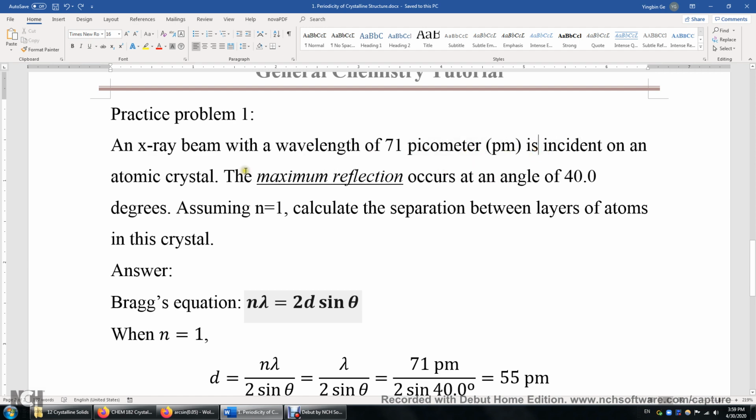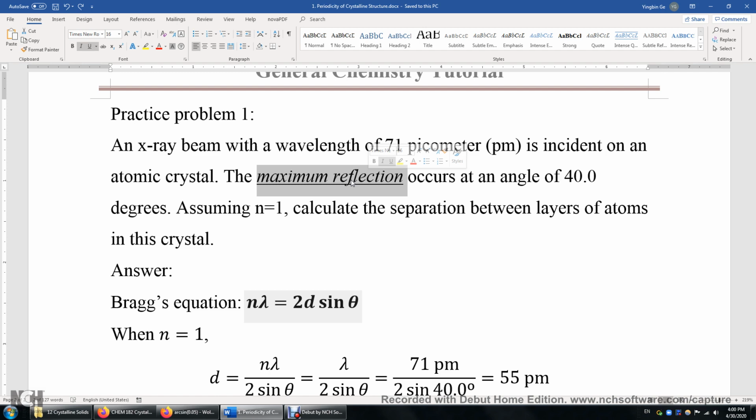Is incident on an atomic crystal, and then the maximum reflection occurs at an angle of 40 degrees. So what does this mean? Maximum reflection actually means the beams are interfering with each other, and that interference is 100% constructive. That means in phase. So all those beams after diffraction are still in phase.